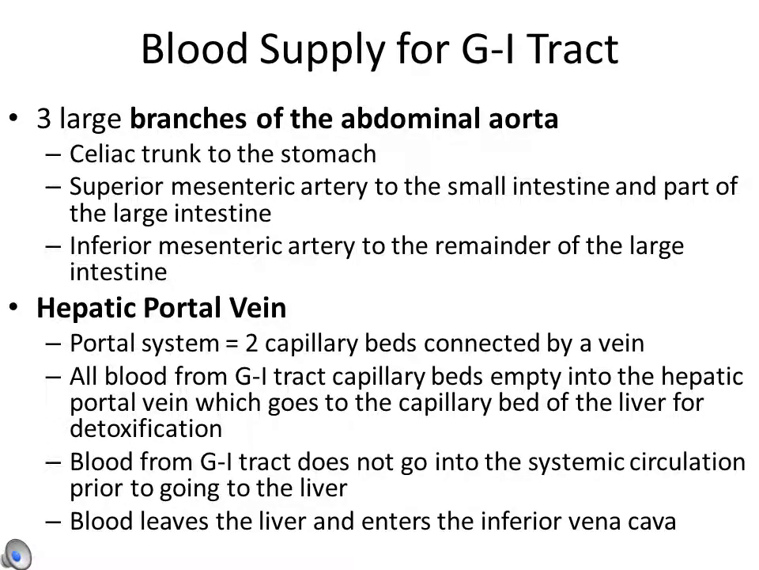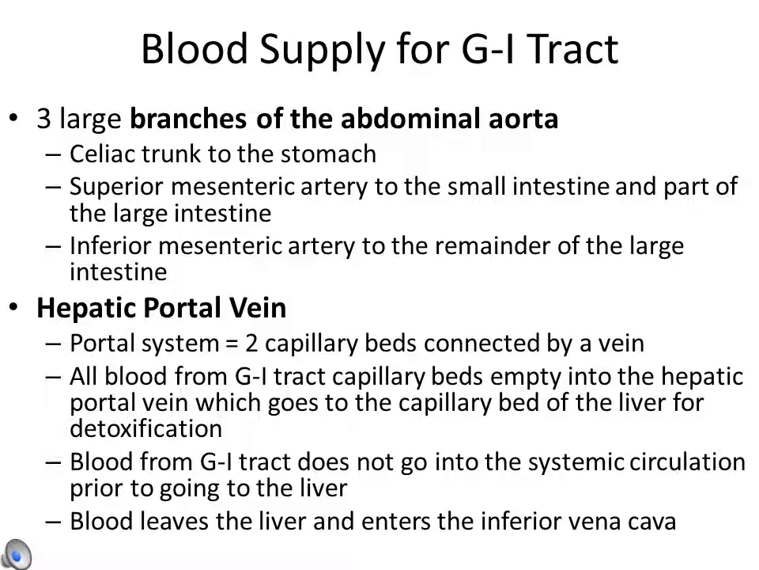Let's talk about the blood supply of the GI tract. There are three large branches that supply blood to the GI tract that come off of the abdominal aorta. The first is the celiac trunk that gives blood supply to the stomach, the superior mesenteric artery that supplies blood to the small intestine and part of the large intestine, and the inferior mesenteric artery that supplies blood to the remainder of the large intestine.